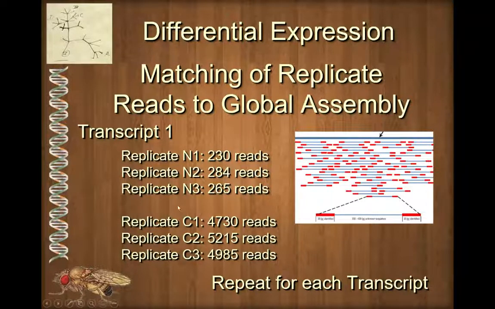But notice many more of those reads came from the cancer samples than came from the normal cell samples. So I could go in and say, with some statistical margin of error, that there is about 20 times the level of expression for this gene, this transcript, in cancer cells versus normal cells. And then I would just repeat this for all of my tens of thousands of transcripts in my global assembly. I would get out for each transcript, is it expressed at the same level in treatment number 1 versus treatment number 2?